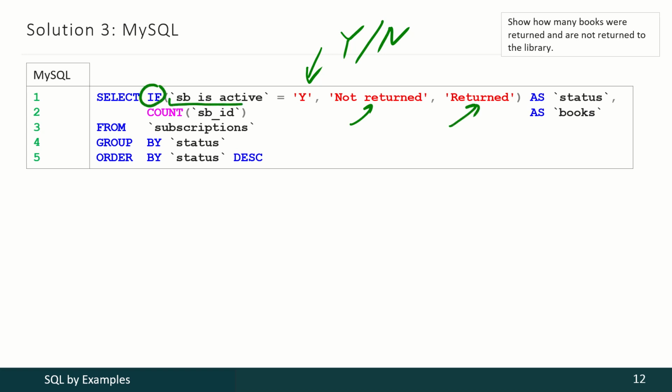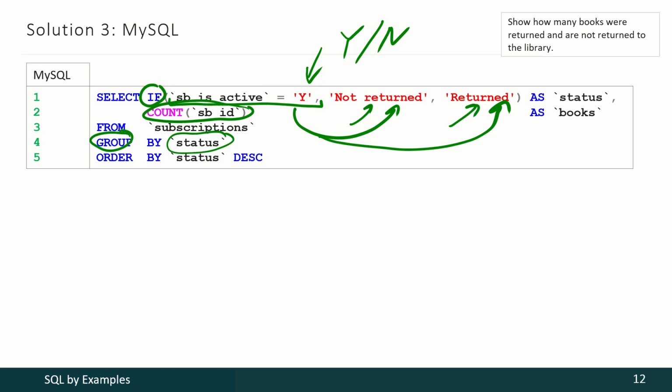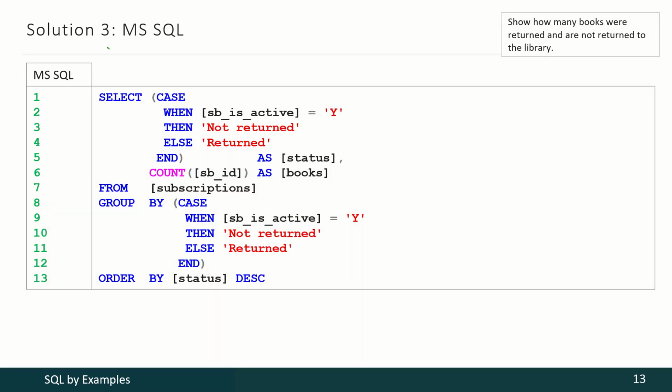It calculates this condition here, and if the condition is true, it returns this operand. But if the condition is false, it returns that operand. Then we only count the quantity of subscriptions and we are grouping it by that status. Once again, MySQL allows us to reference named expressions, so we may write that if expression only once in the select part of the query.